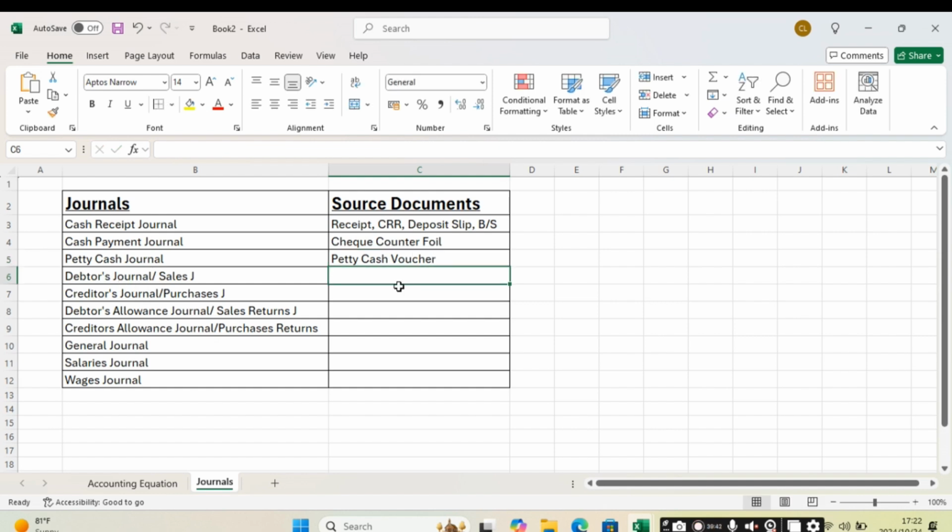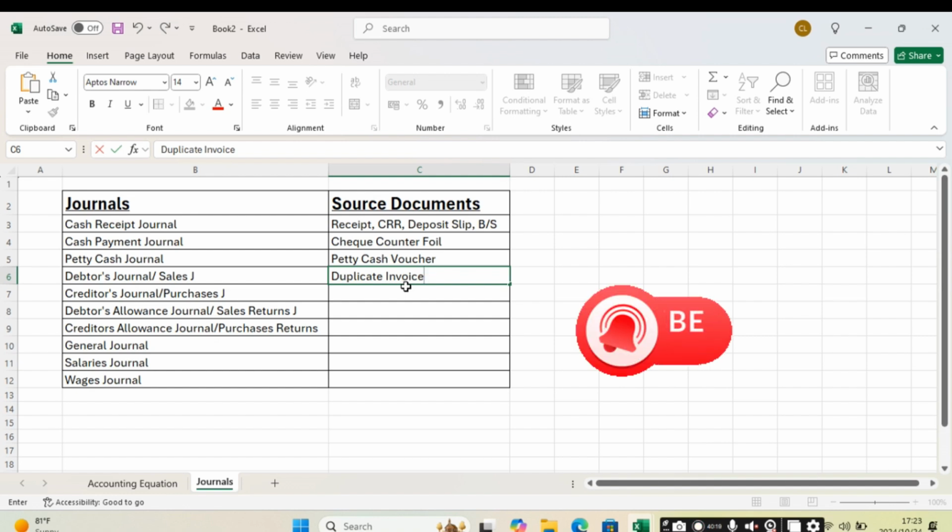And then we have our debtors journal, or your sales journal. For the debtors journal, we have the duplicate invoice. So when a customer comes and buys, we give the customer the original invoice, and then we as the business keep what? We keep the duplicate invoice.